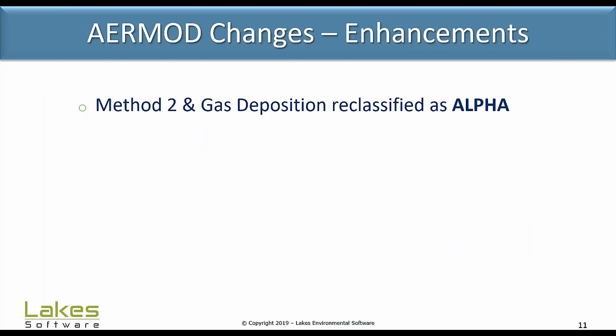Additional changes to the model, the method 2 particle deposition, as well as the gaseous deposition routines that have been in the model for some time as non-default options, have now been reclassified as alpha model options. So they've always been non-default. That doesn't change. But if you do plan to use method 2 or gas deposition with 19191, you now require the addition of that alpha keyword in your control pathway model options. This is just to signify that these routines, while they've been in the model for a long time, need further analysis and testing.